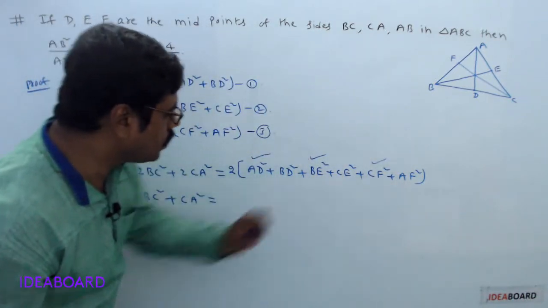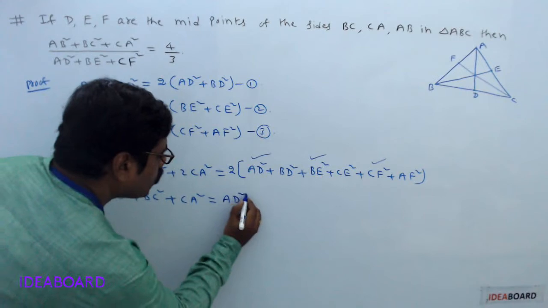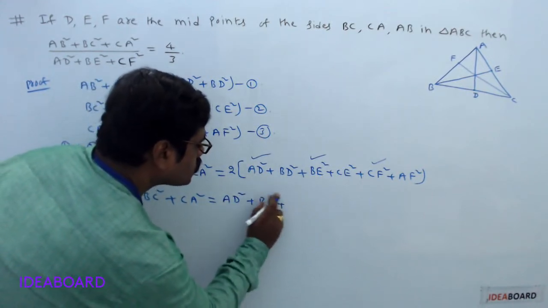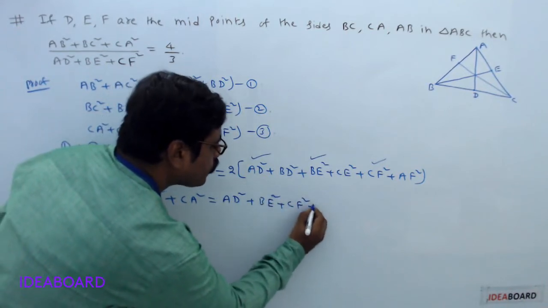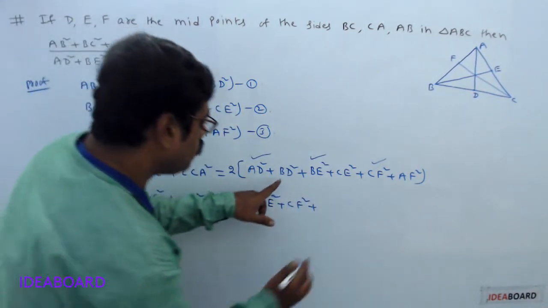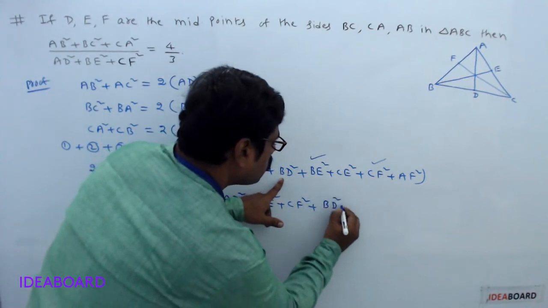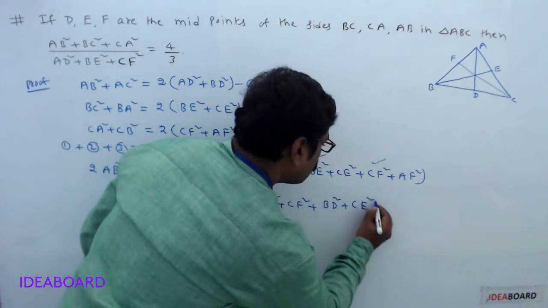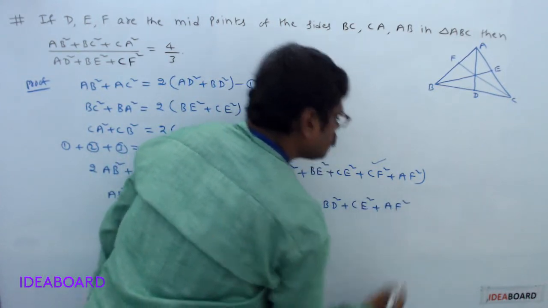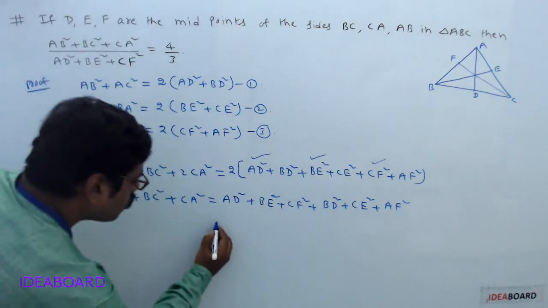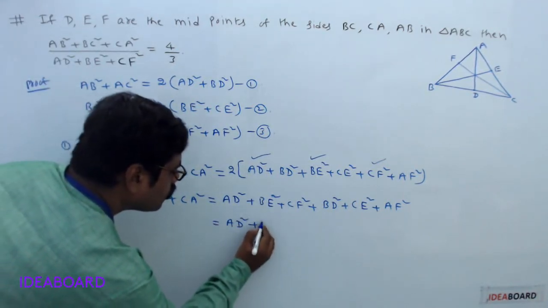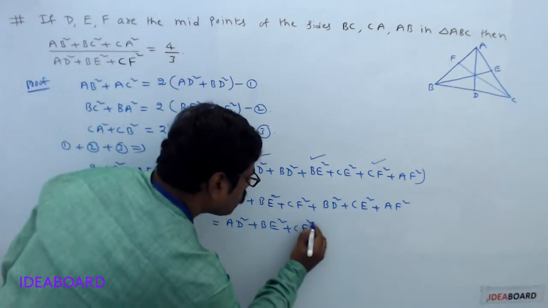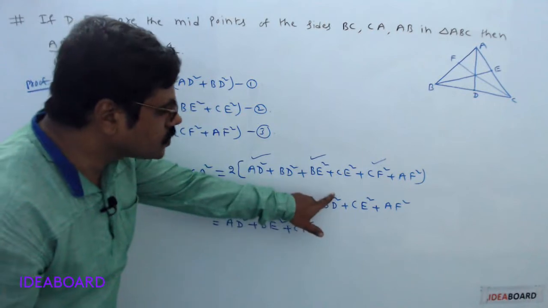So first write down these 3 terms, AD square plus BE square plus CF square. Then what about the remaining three terms? This is BD square plus CE square plus AF square. Now this is equal to AD square plus BE square plus CF square plus BD square plus CE square plus AF square.